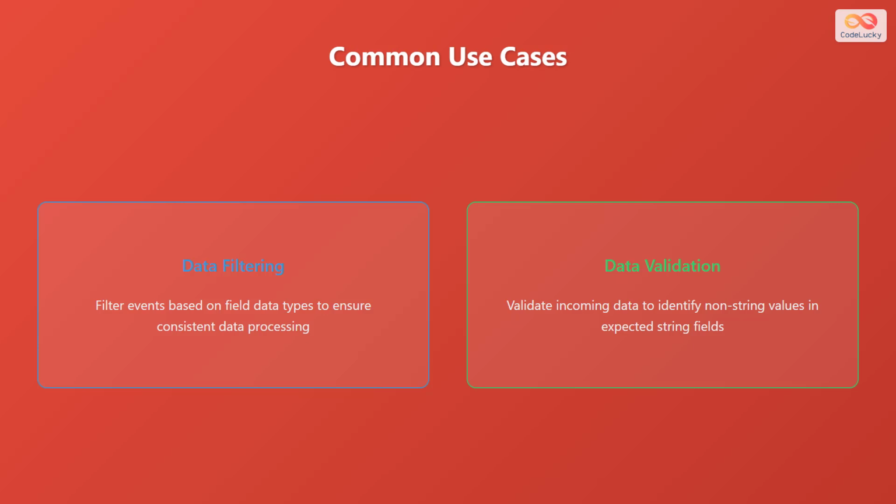The isstr command has two primary use cases in Splunk environments. First, it's excellent for data filtering, allowing you to filter events based on field data types to ensure consistent data processing. Second, it's valuable for data validation, helping you validate incoming data to identify non-string values in fields where you expect string data.